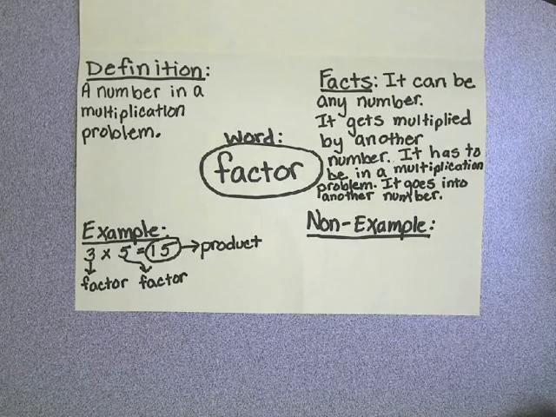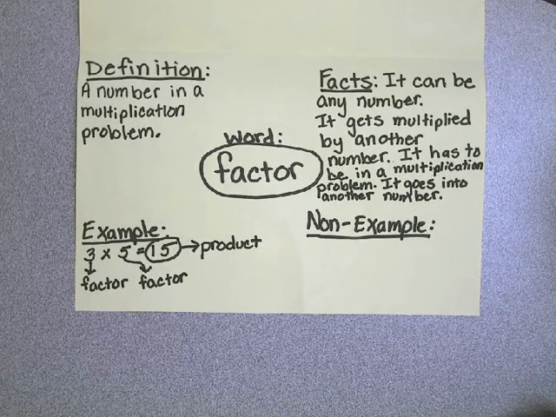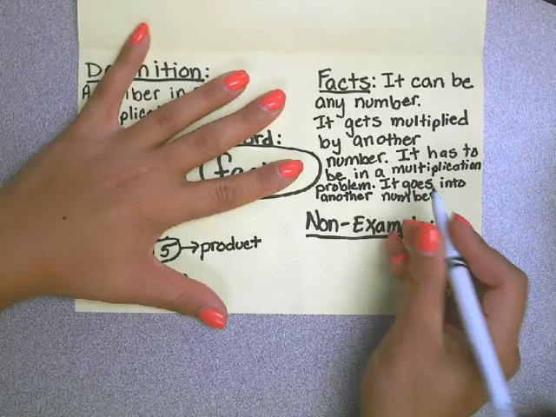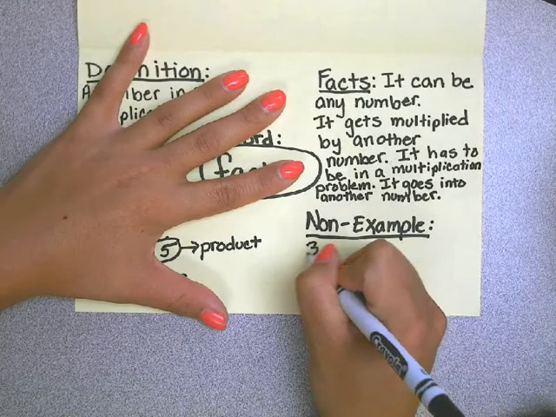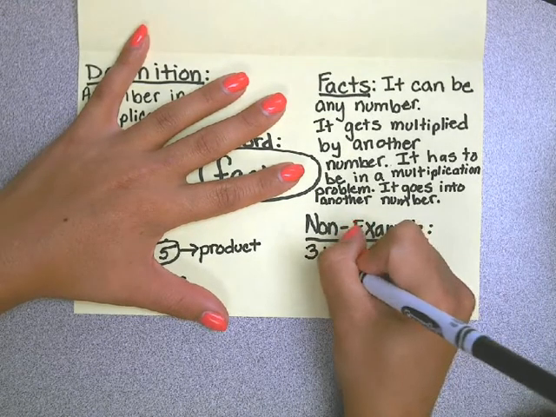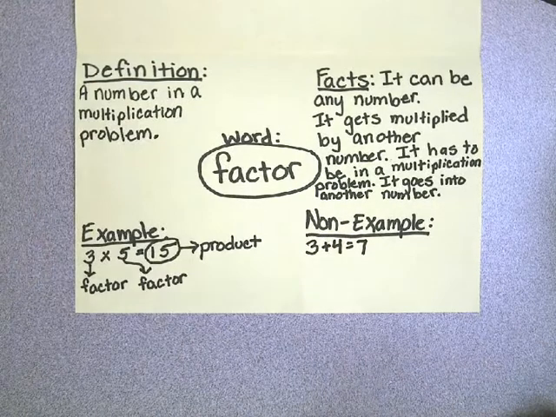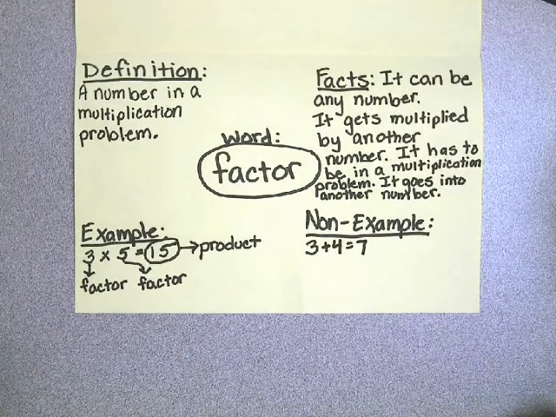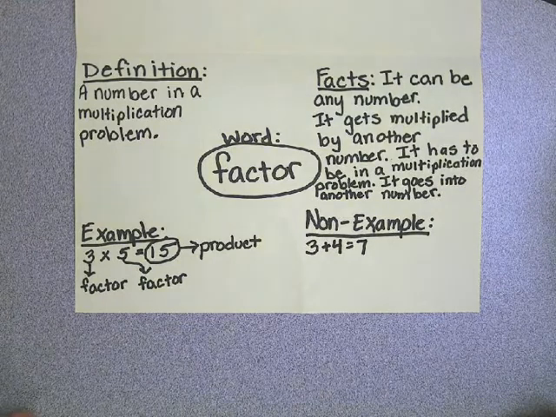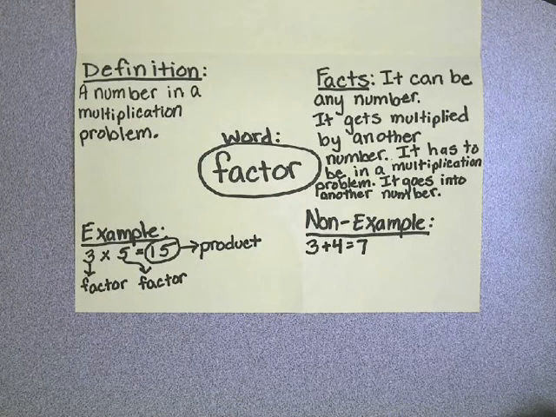For a non-example, what would you do? Sydney? It's kind of random, but it's a non-example. A plus A equals B. Okay, so maybe just an addition problem. I liked how you used variables though. So one non-example is 3 plus 4 equals 7, for example. That is not a factor.